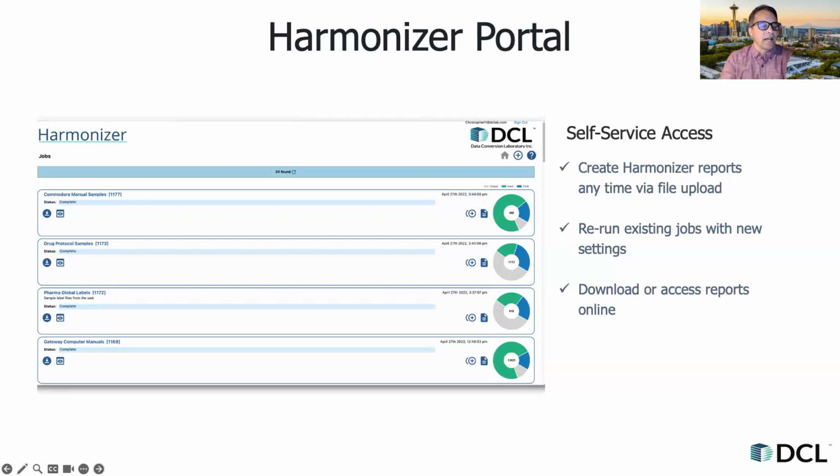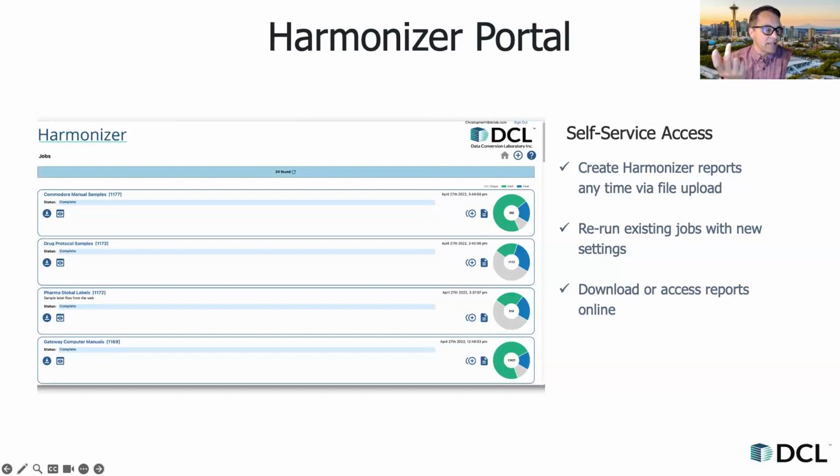What the portal does is allow you to go in and create your own Harmonizer jobs without talking to me, upload the files to the server, and get back a report. Now, these reports can take a while to generate. So usually it's under an hour.